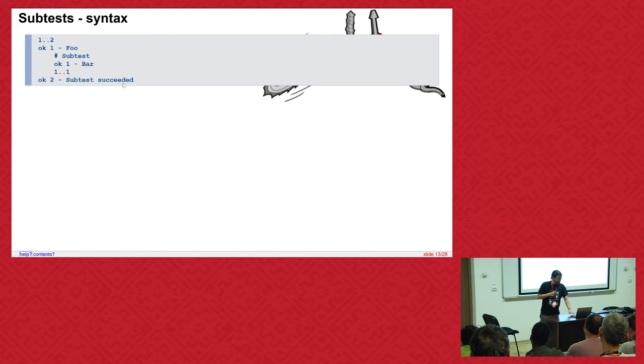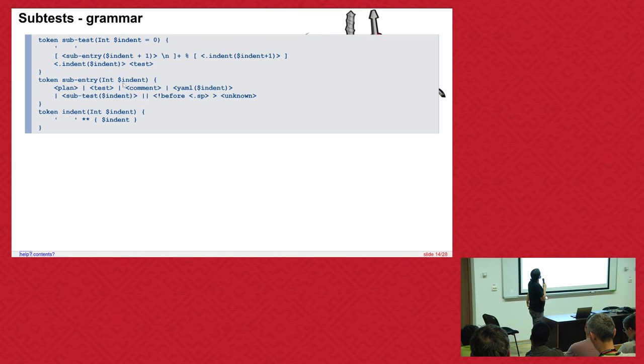Yes, and the subtests are a fairly complicated parse, to be honest. I mean, I figured it out, but there's more complication in it than I would like. I mean, TAP is supposed to be simple, and this kind of isn't. But there's more.